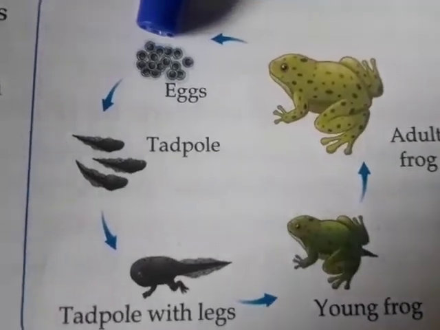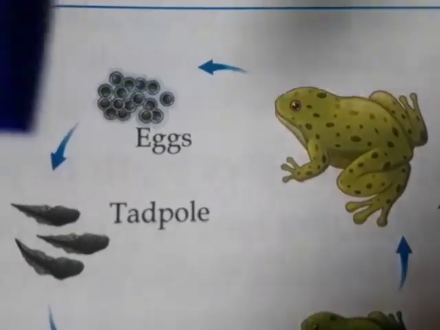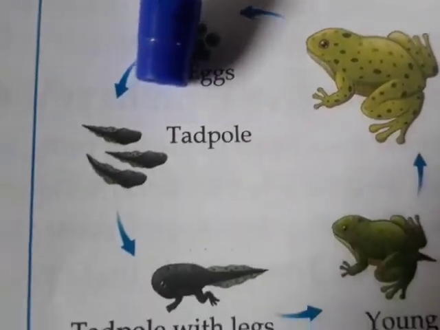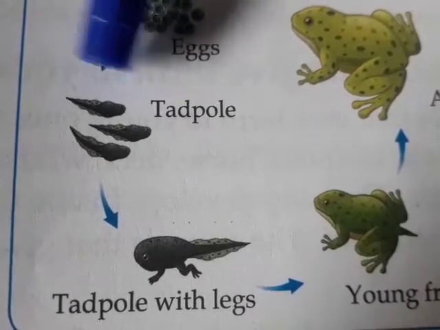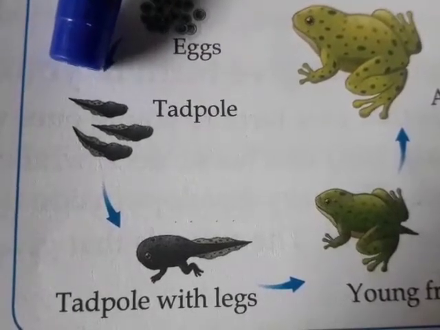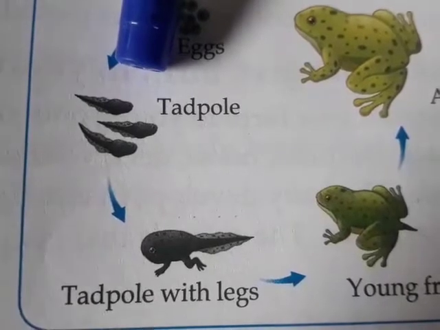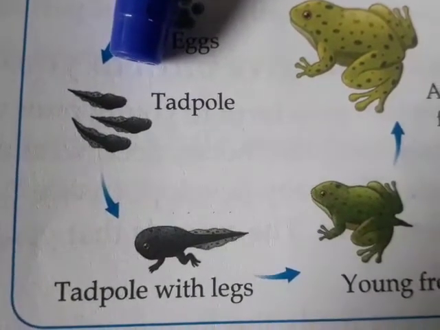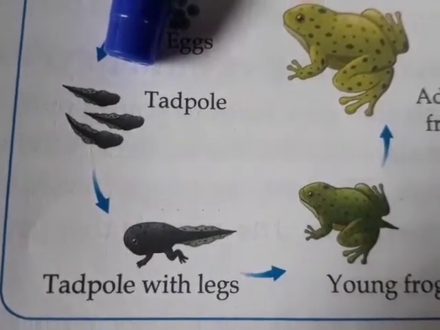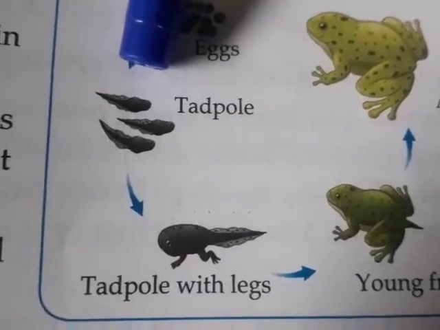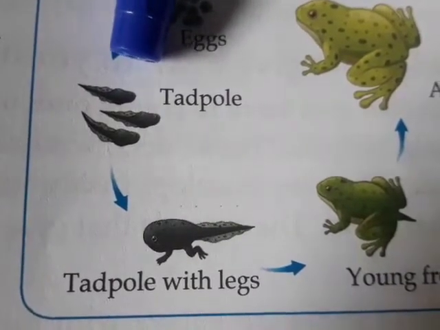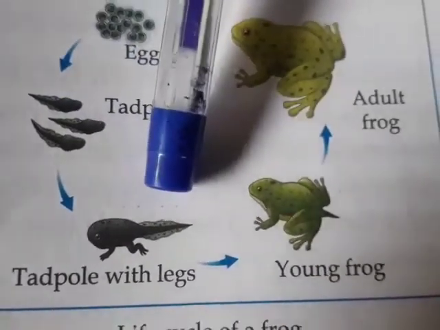Then after a few days, the eggs hatch into tadpoles. These tadpoles will be in water and they look similar to fish. Both fish and tadpoles have a tail. And as you all know, fish breathe with what? Very good. They breathe with gills. So in the same way, the tadpole also breathes with gills. Then we will come to the next.